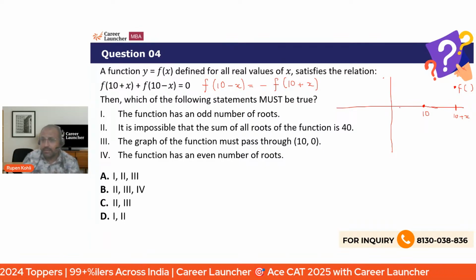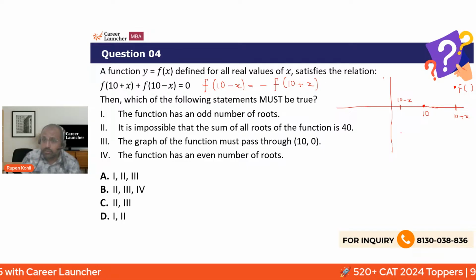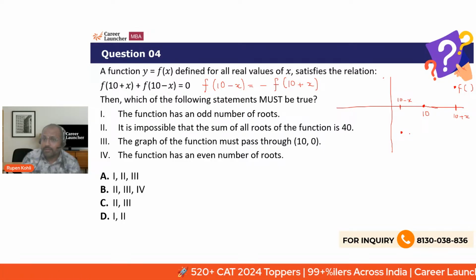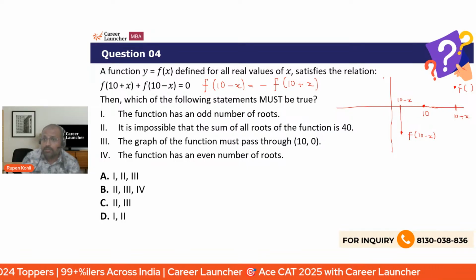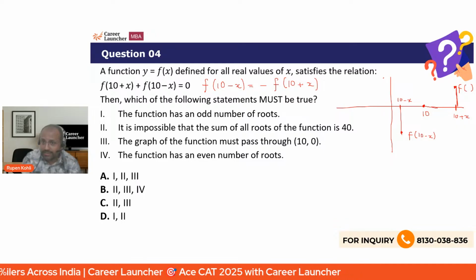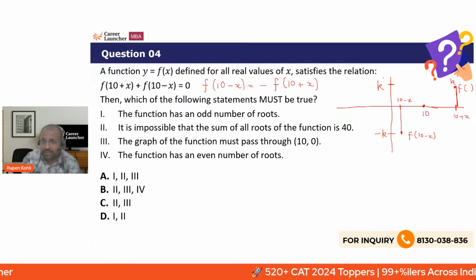behind 10, you will be somewhere at 10 minus x. The value will be the same magnitude as f of 10 plus x, but with the minus sign. So it will be here. So f of 10 minus x is minus of f of 10 plus x. If this value is k, then this value is minus k.